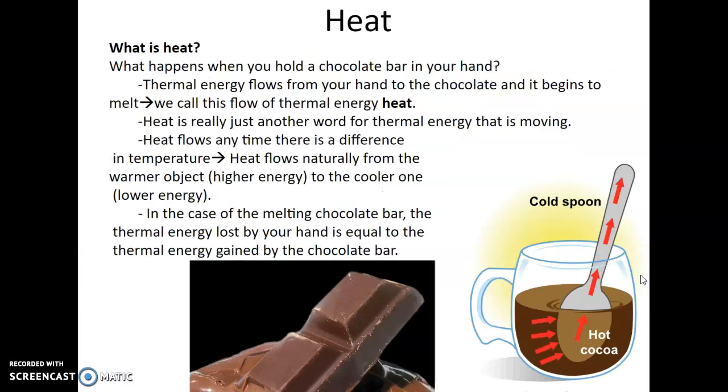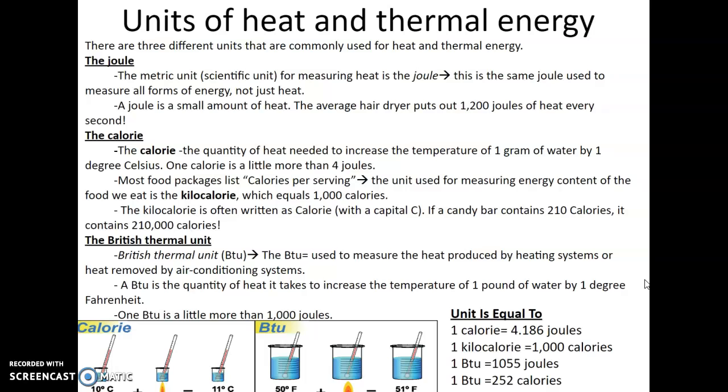We talked about the 3 different ways that heat can transfer from one substance to another. Remember, heat flows always from hot to cold. So you have conduction, which is the direct contact between 2 substances. Then you have convection, the flow of heat from hot to cold in liquids and in gases. And then you have radiation.